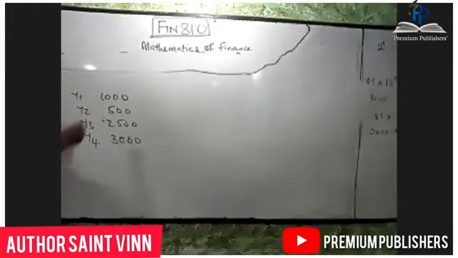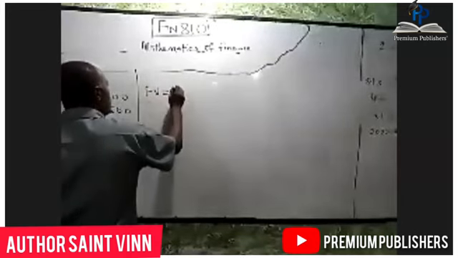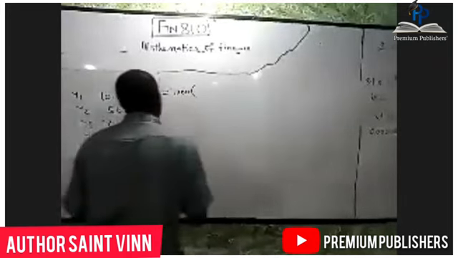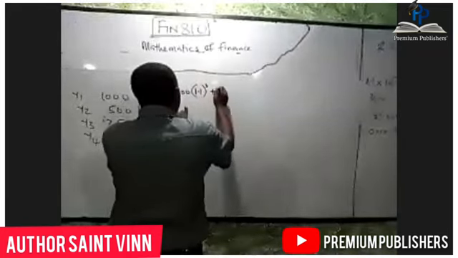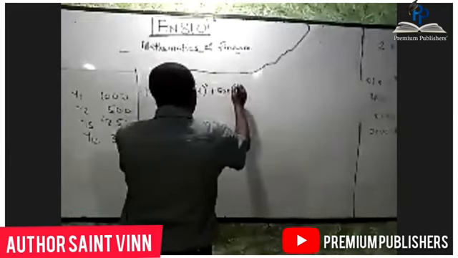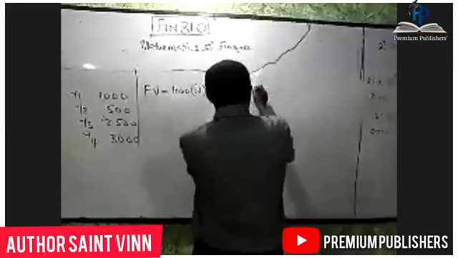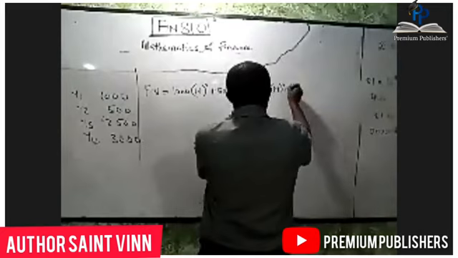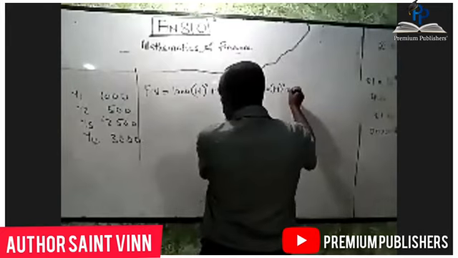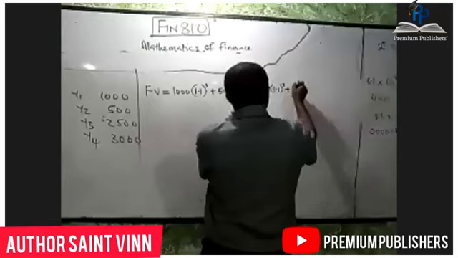Which we all know to be its future value. The first one is how much? 1,000 into 1.1 raised to power 3, plus 500 into 1.1 raised to power 2, plus 25 into 1.1 raised to power 3, plus 3,000.